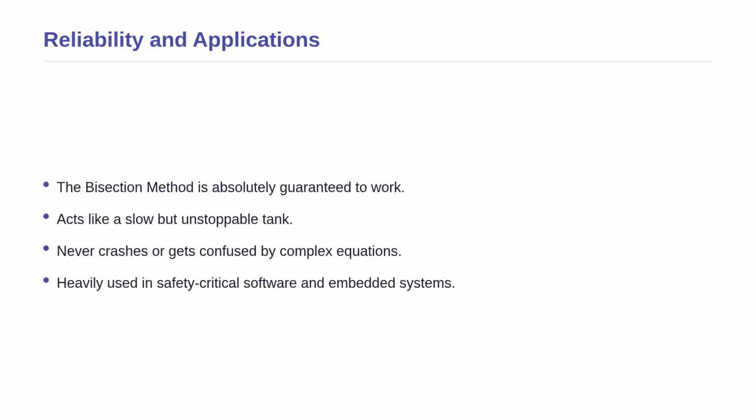This brings us to why this method is so incredibly important in the real world. Many advanced mathematical methods are faster, but they can fail, crash, or get confused if the equation is too complex. The bisection method, however, is like a slow but unstoppable tank. As long as you start with a positive and a negative point, it will always find the root. Because of this extreme reliability, it is heavily used in computer science, embedded systems, and safety-critical software, where a failure to find an answer is simply not an option.